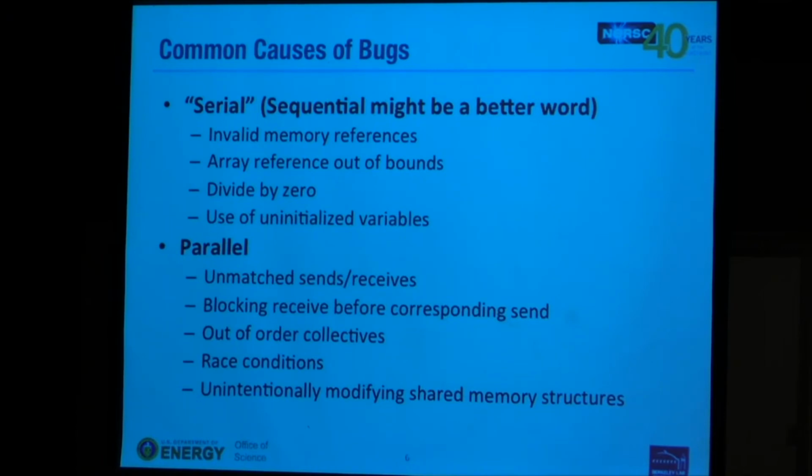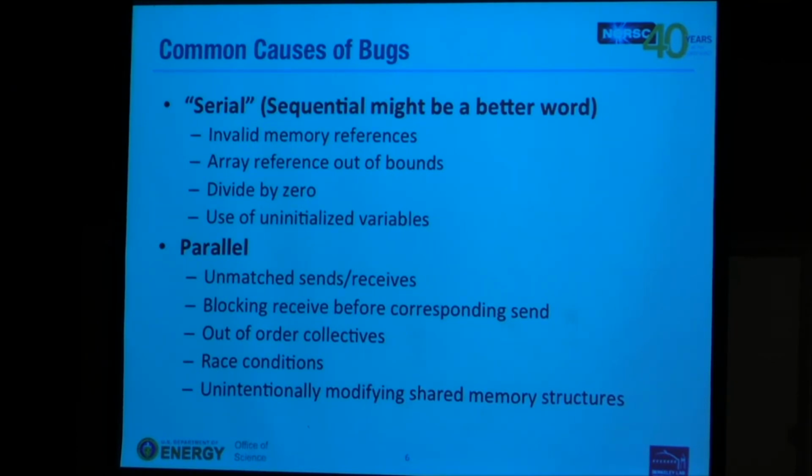So that's one thing to look at. And if you have some variables that you declared and then didn't initialize, and you try to compute with them, who knows what's going to happen. So those are some of the common things. And in parallel, you might have unmatched sends and receives. You might be sending to one task and the other task isn't listening at the right time, or you might be blocking on one and waiting for something on the other that will never arrive. I'll show an example there.